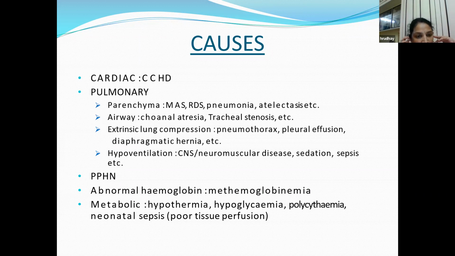The other cause of cyanosis is persistent pulmonary hypertension. Then the other includes abnormal hemoglobin, we know methemoglobinemia. Peripheral cyanosis will be seen in newborns in cases like hypothermia, hypoglycemia, polycythemia, neonatal sepsis. All this can cause peripheral cyanosis more predominantly.